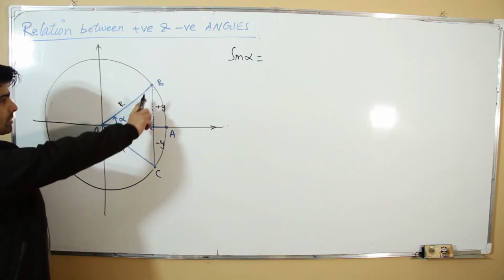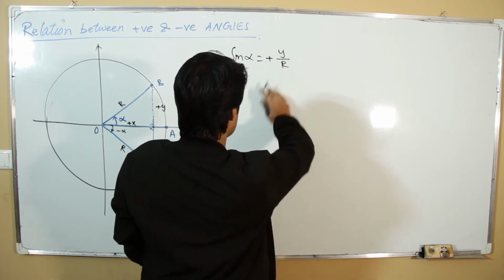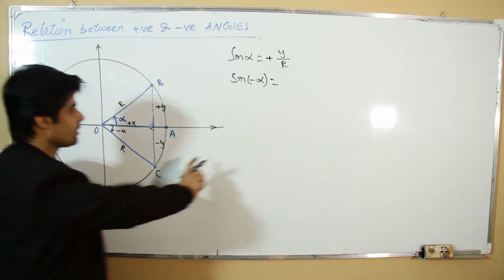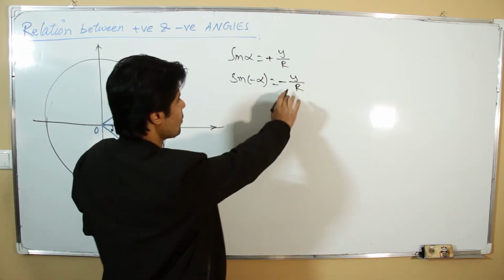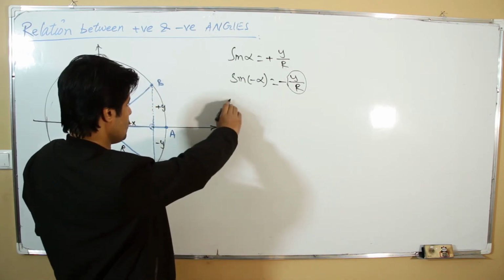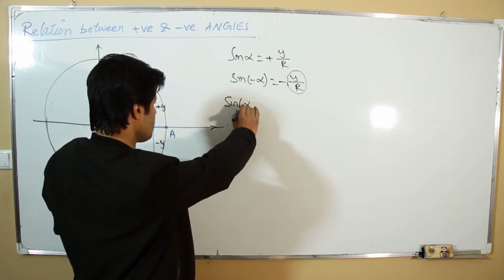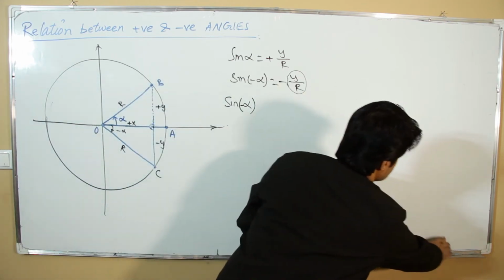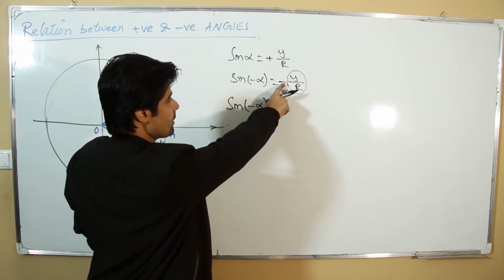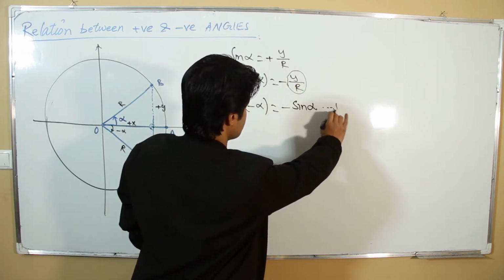Now sine of alpha is what? Sine of positive alpha is opposite divided by hypotenuse: positive y divided by r. If we talk about sine minus alpha, it is minus y divided by r. In here, what do you think? This y divided by r is sine alpha. So we have the conclusion: sine of minus alpha is negative. Y divided by r is sine of positive alpha. This is our first equation.